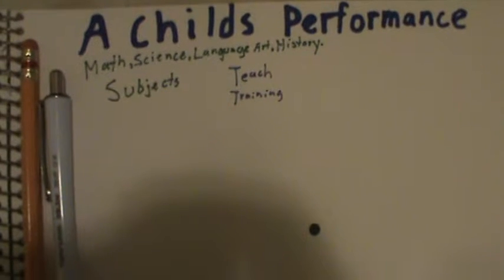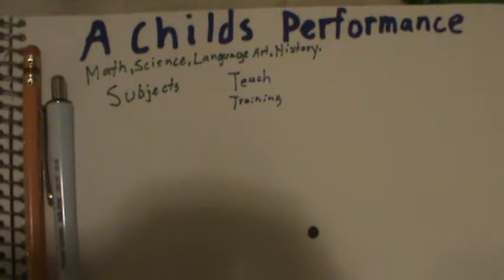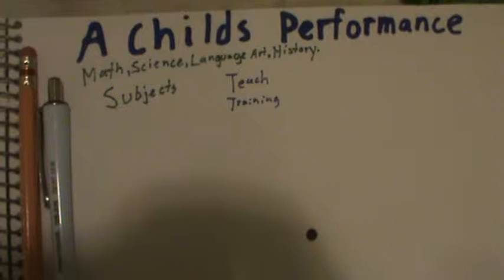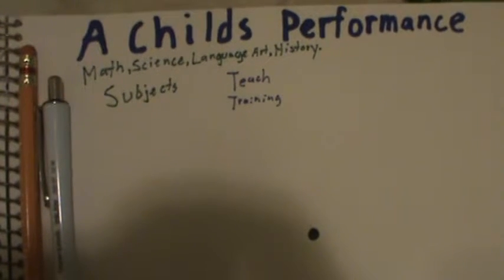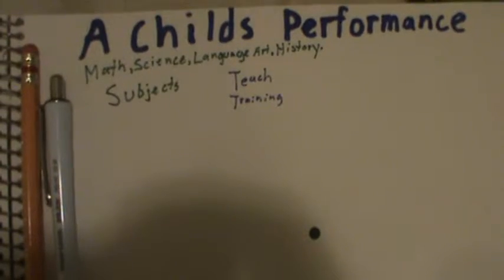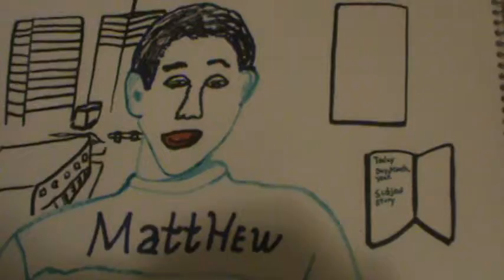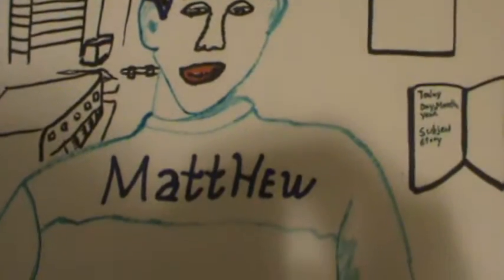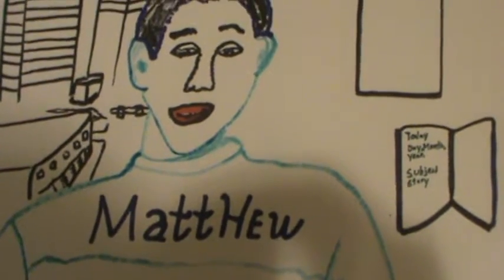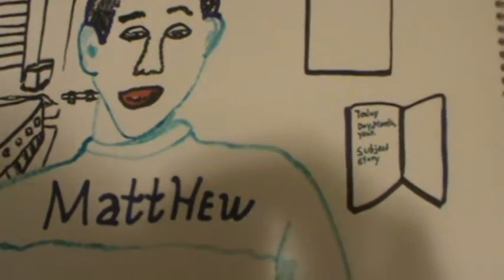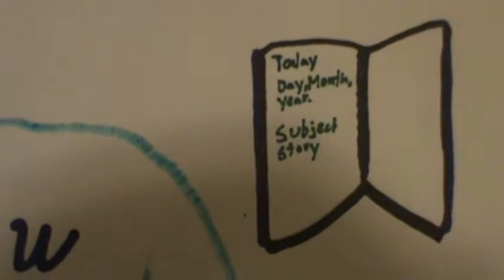But anyway, we're talking about a child's performance, with the subjects that we were taught in school, and along with that the way that you would like to learn them. During that time that I was going to school, this was an activity book that I went ahead and put together. Here is a picture drawing of me, and what I have written on here is the date so far as today, the day, month, and the year, along with the subject story.